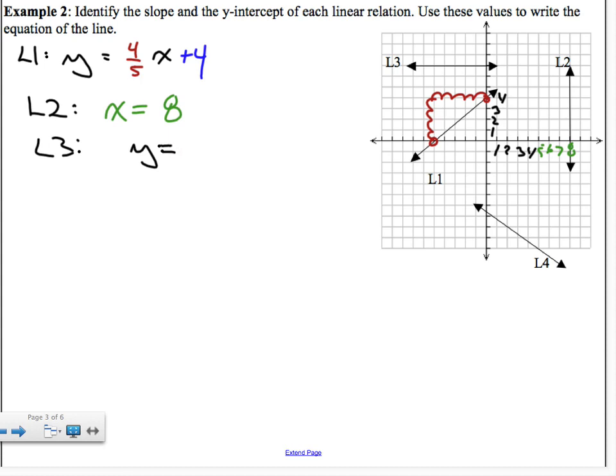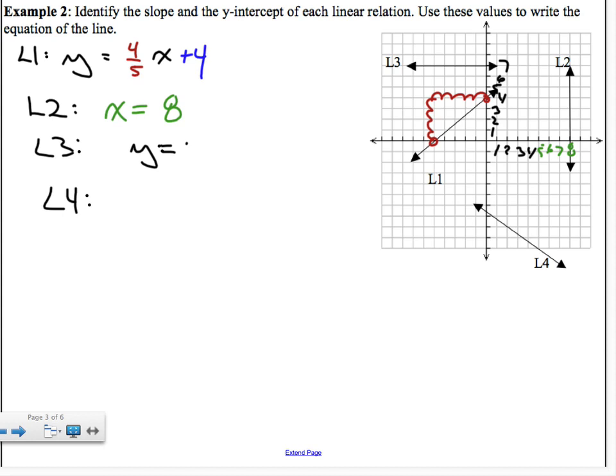So y is equal to, is this one going to have a slope? No. Well, it does, it shows 0x. So we're not going to write it. In other words, what's our y value constantly? 7. 5, 6, 7. Y is equal to 7.